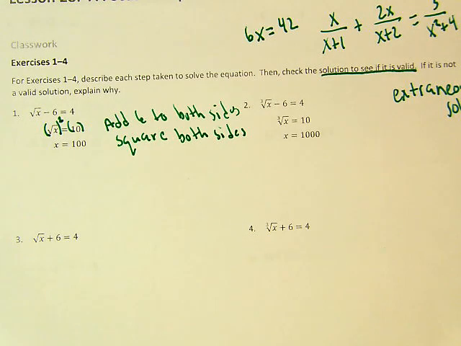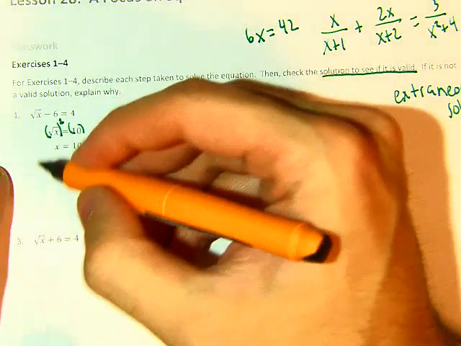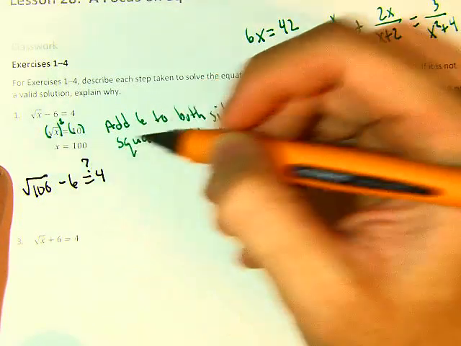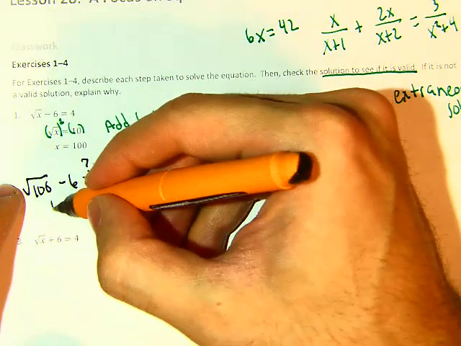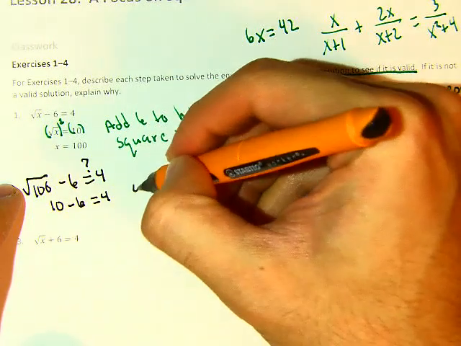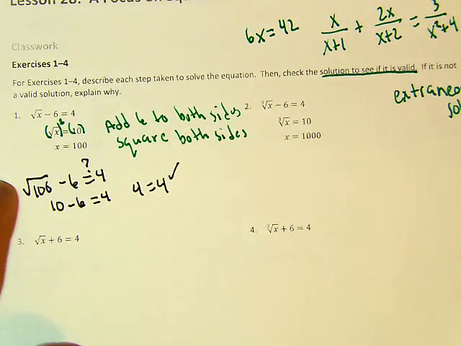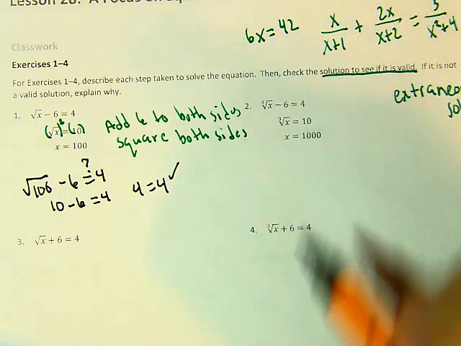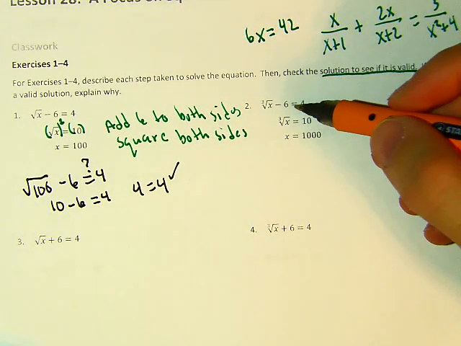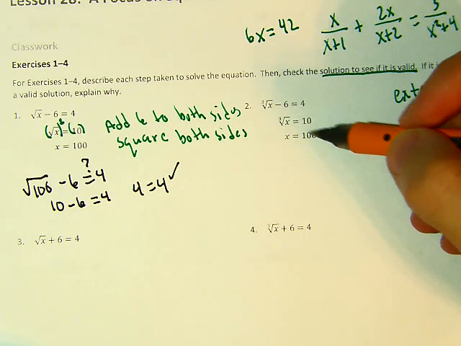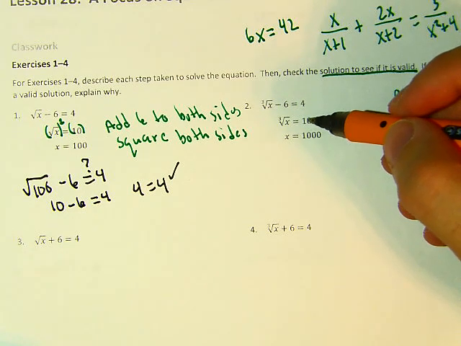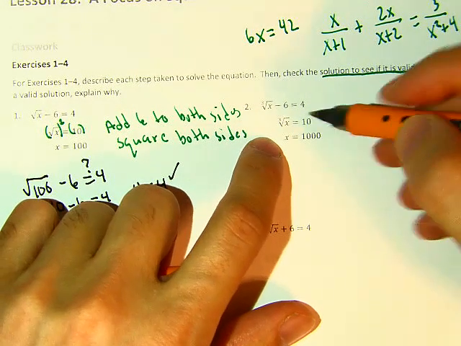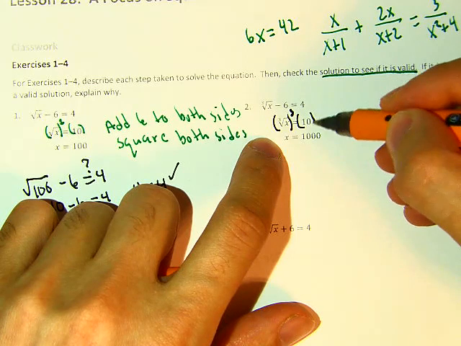Now let's check. Is x equals 100, if we plug it into the original, is the square root of 100 minus 6 equal to 4? Let's check. Well, the square root of 100 is 10, and 10 minus 6 equals 4. 4 equals 4, so life is good. What about the next one? Here we have the cube root of x minus 6 equals 4. The first thing they did was add 6 to both sides. And then to go from the cube root of x equals 10 to this step, they cube both sides.